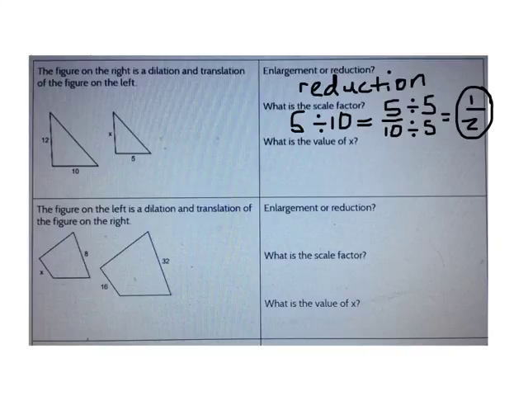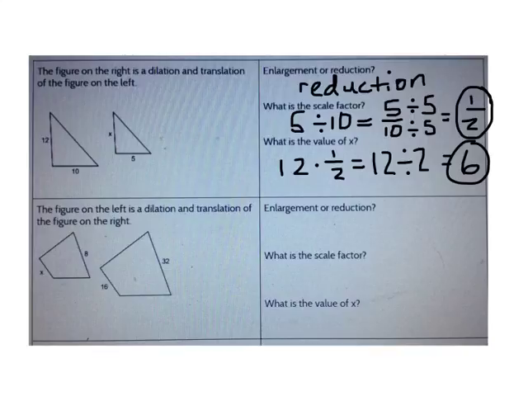I can find the value of x by multiplying my original side, 12, times the scale factor, 1/2. That's the same as saying 12 divided by 2. What's 12 divided by 2? It's 6. So x equals 6.